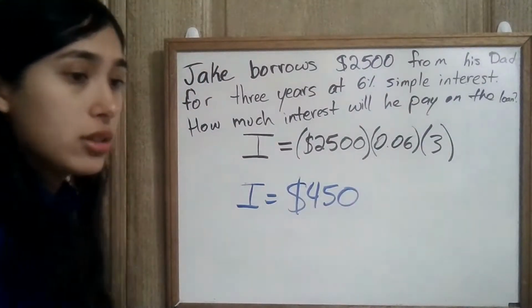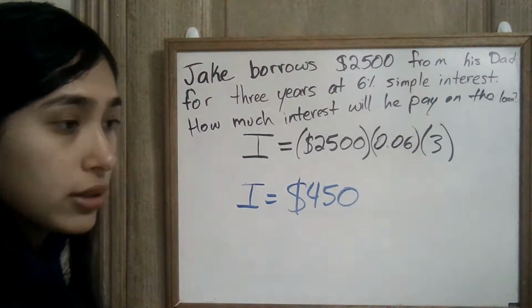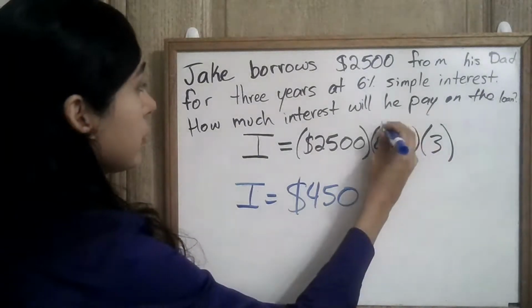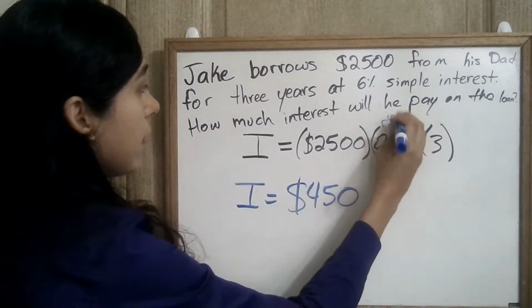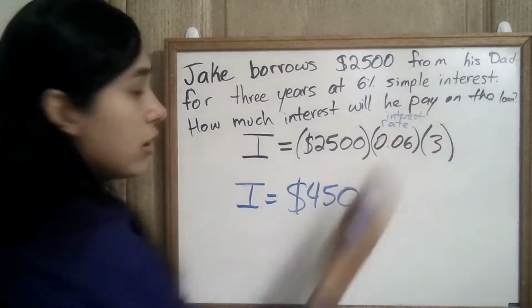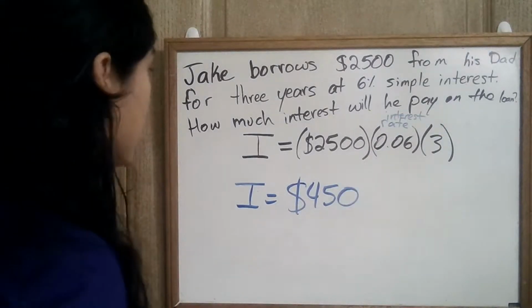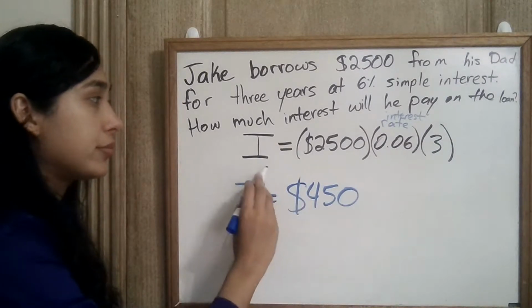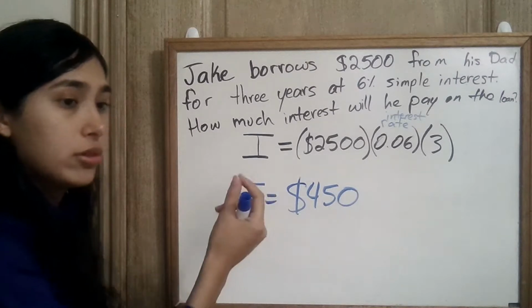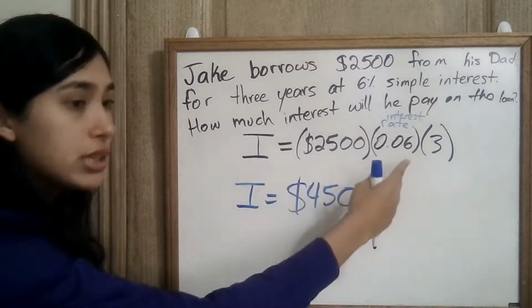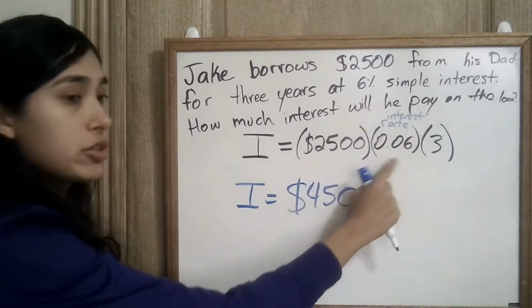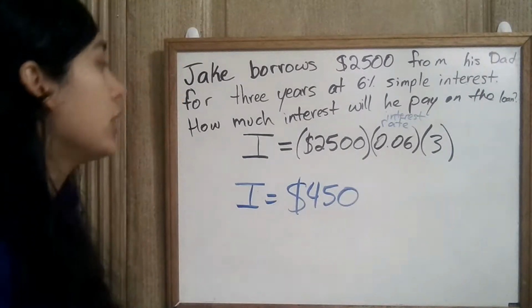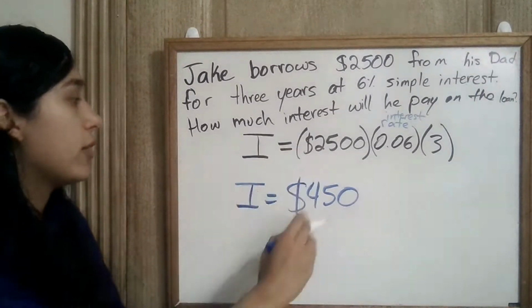Well, that's just interest, on interest they owe. So this one is supposed to be the rate. Your interest, how much you owe, is a monetary value. This one is a percent, which was our 6%, but to make it easier for multiplication, we turned it into 0.06. So just on interest, Jake is gonna owe his dad $450.